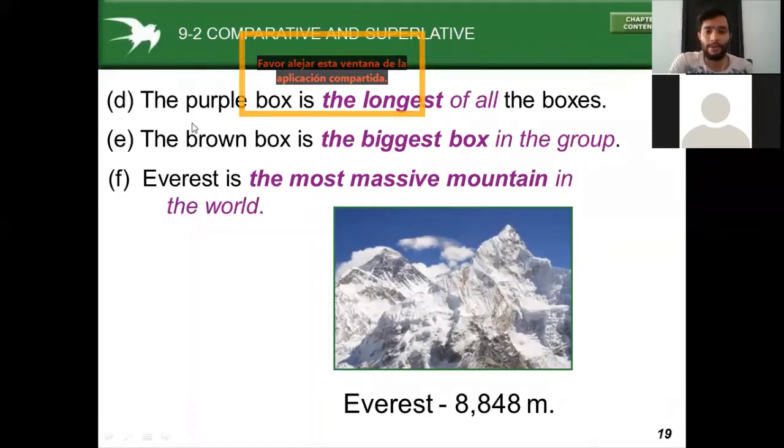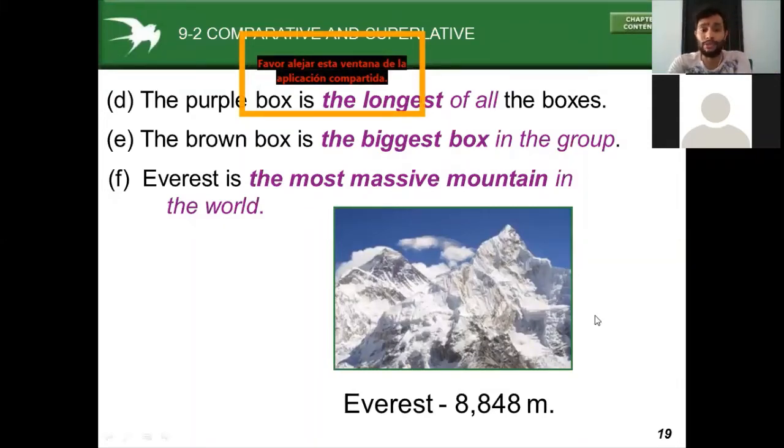All right. So over here, we have the following example. Everest is the most massive mountain in the world, right? As you can see here, we have "the most." Why the most? Because we have an adjective that has 2 or more syllables. In this case, massive, 2 syllables, right? So we are using "the most."